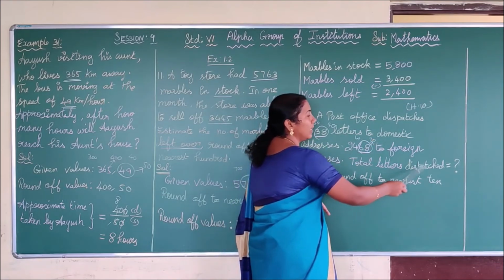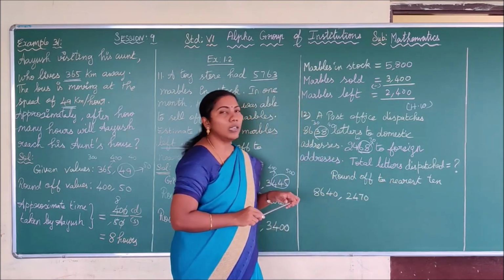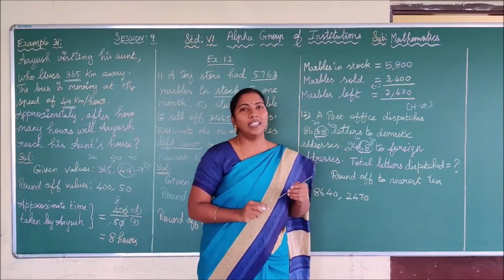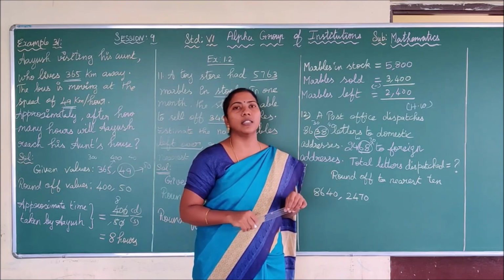To find the total letters dispatched, you just add these two numbers, you get the total number of letters dispatched. Okay, that's all about the topic estimation, children. Write the class up very neatly and do the homework sum in your homework board. In the next class, we will see the new chapter.